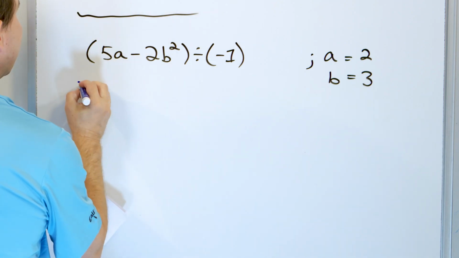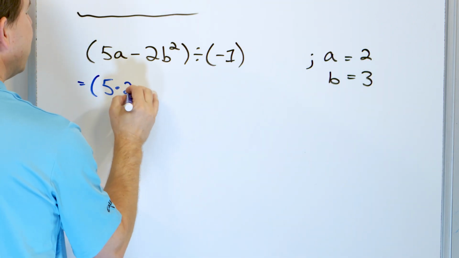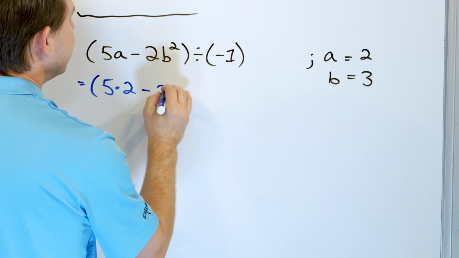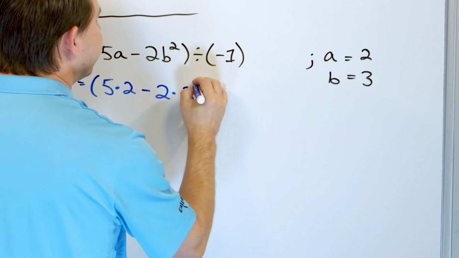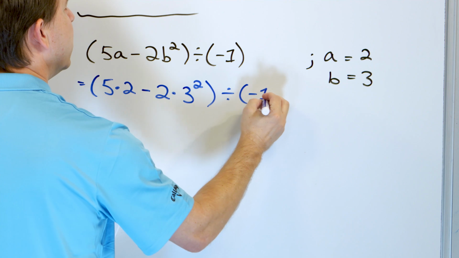So we're going to stick those in the appropriate position. So here we have 5 times a, but a is 2. So just write 5 times 2. I could wrap it in parentheses if I wanted to. I'm going to write it like this. Minus 2 times, again, b is now squared, and b is 3, so it's 3 squared. And we're dividing by -1.